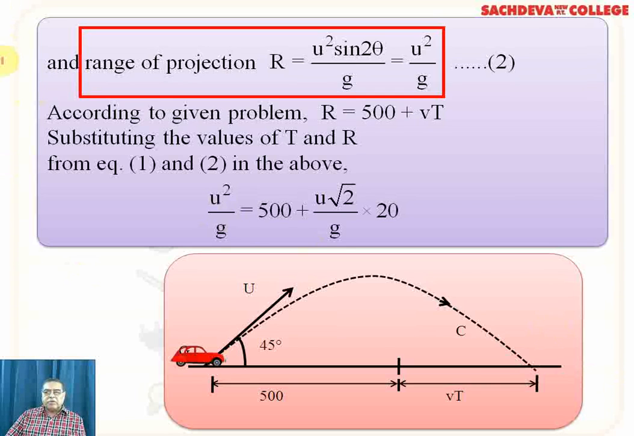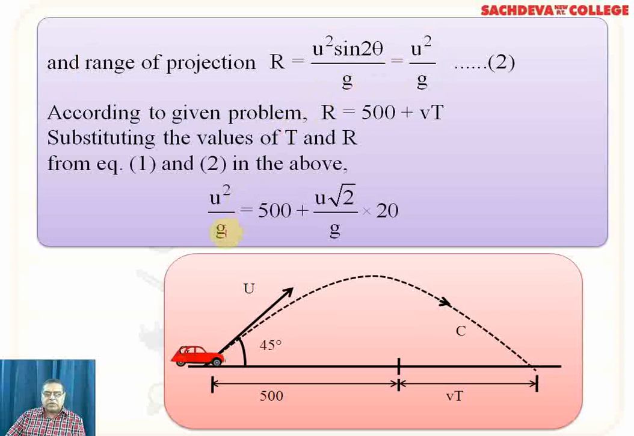Now the range of projection is given by the formula u square sine 2 theta over g. This is the formula for range, horizontal range. Now u square over g is written as it is and sine 2 theta, that is sine 2 multiplied by 45, that is sine 90, and sine 90 will be 1. So our equation will become u square over g. This is marked as equation number 2.